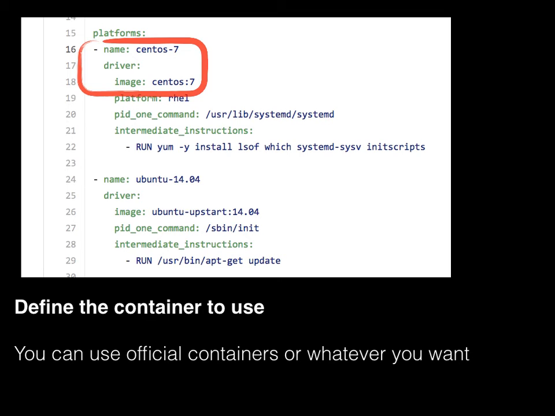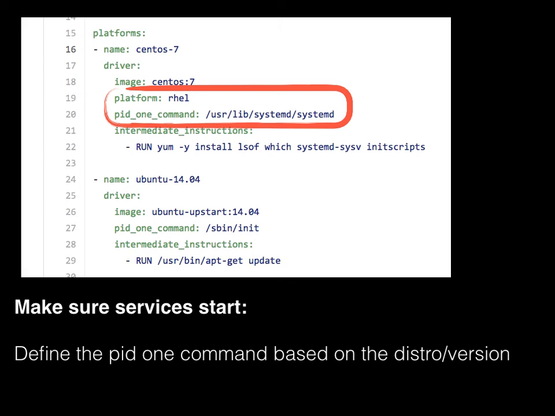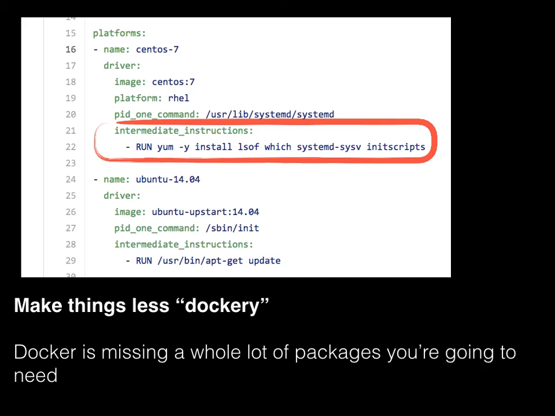This is semi-similar to what we do in Vagrant, but obviously there's quite a bit more information here because containers are a little weird. So we have to define the platform, and we have to define the PID1 command, and that makes sure that the services will actually start up, which is a little bit tricky because Docker is not exactly meant for being a complete system.